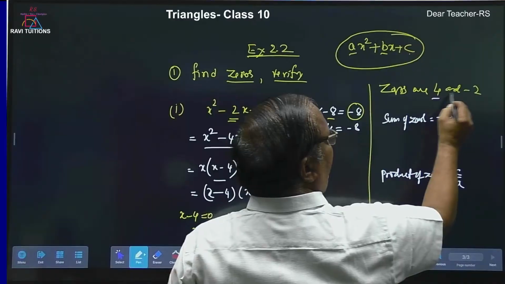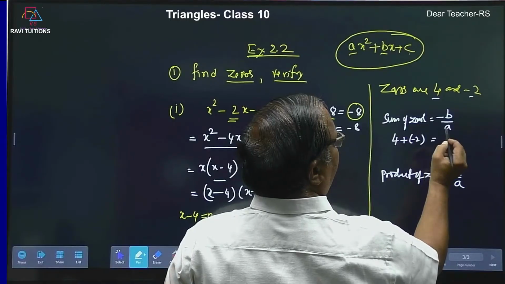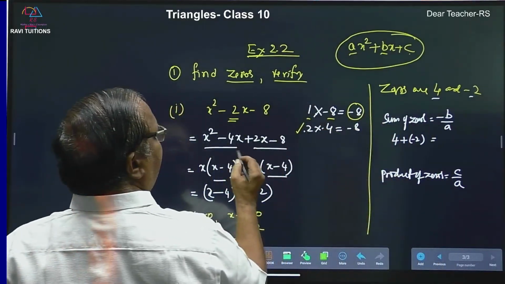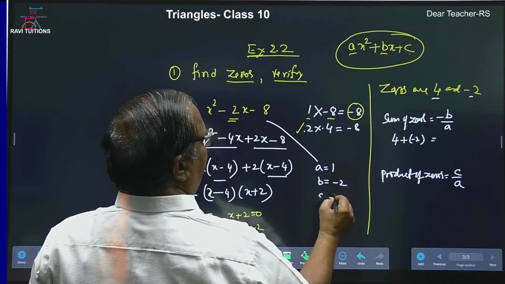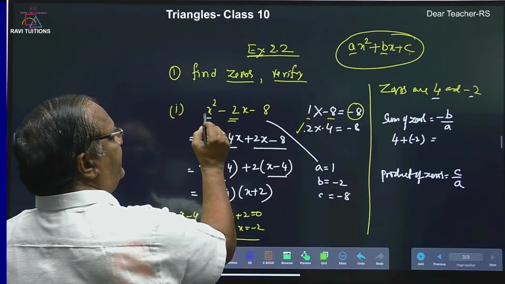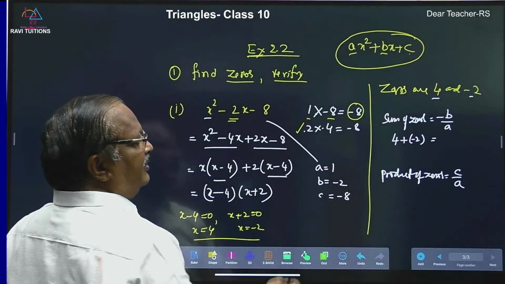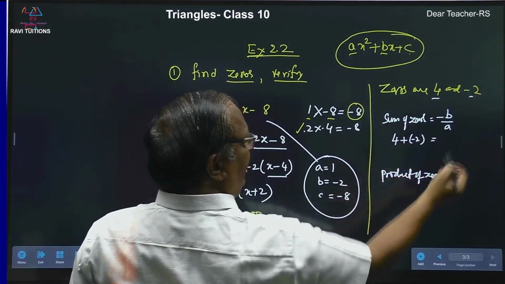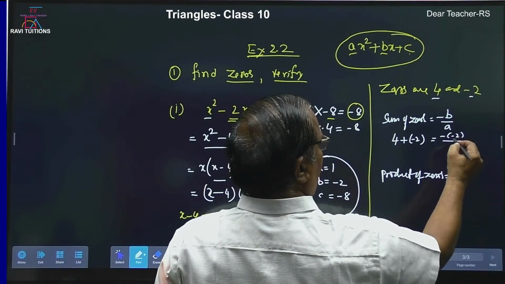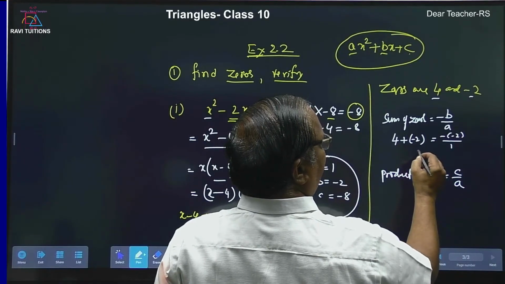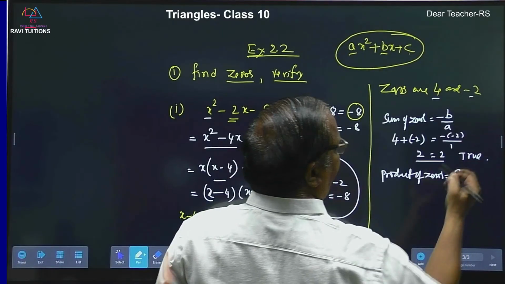Now the sum of zeros: we have got 4 and minus 2. 4 plus minus 2 should equal minus b by a. From this, A is equal to 1, B is equal to minus 2, C is equal to minus 8. The x square coefficient is 1, the x coefficient is minus 2, the constant is minus 8. Put these values on the right hand side. B is minus 2, so minus of minus 2 by a is 2. So 4 minus 2 is 2, equal to 2, true, verified.